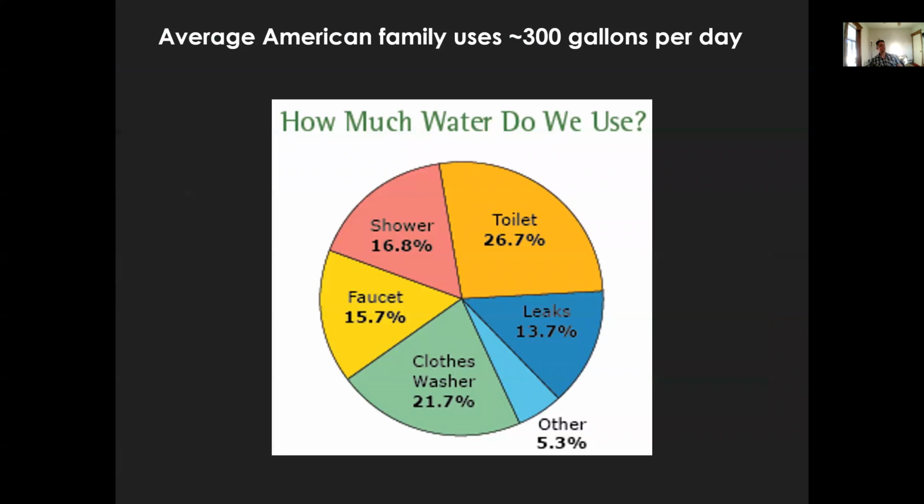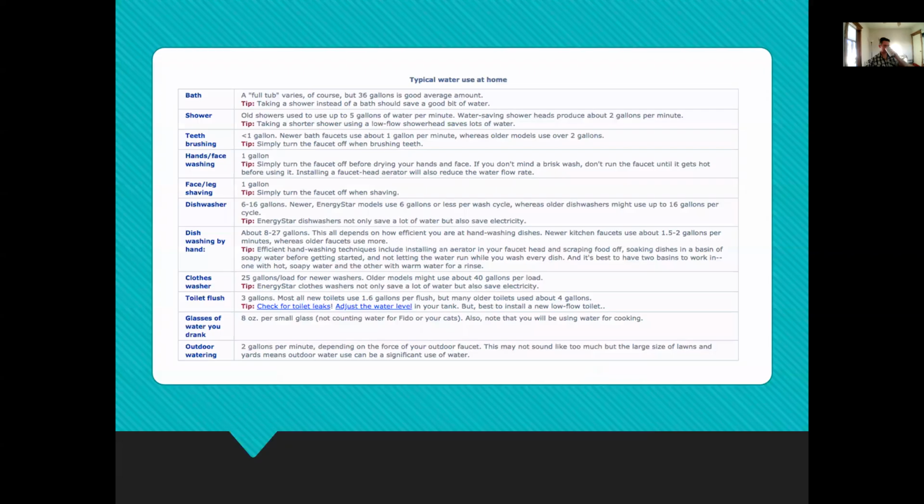So just to give you an idea of the average water use in America, the average American family actually uses about 300 gallons per day, and this is what that split looks like. Each individual person typically uses anywhere between 80 to 100 gallons per day, and most of this is actually used to flush toilets and take showers and baths. So you can see that the shower and the toilet take up a big proportion of our pie chart here.